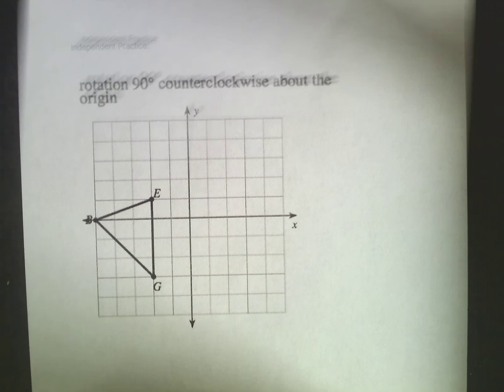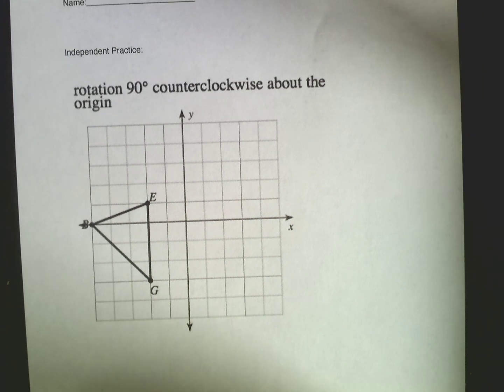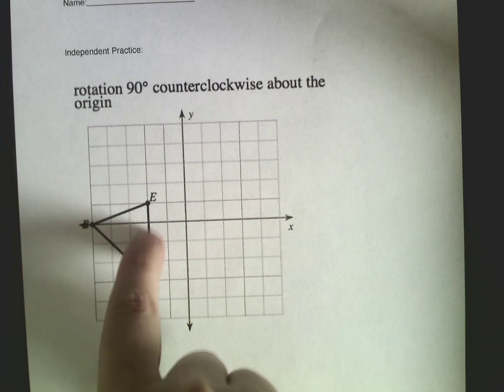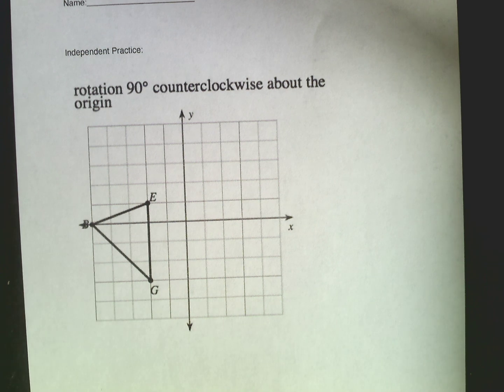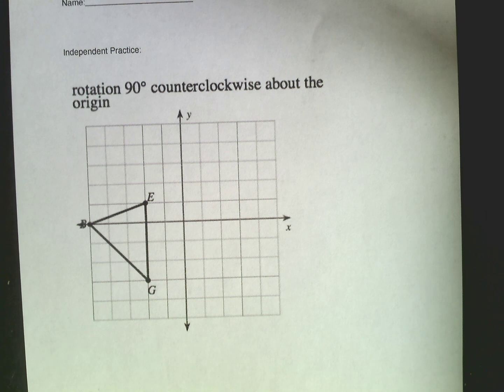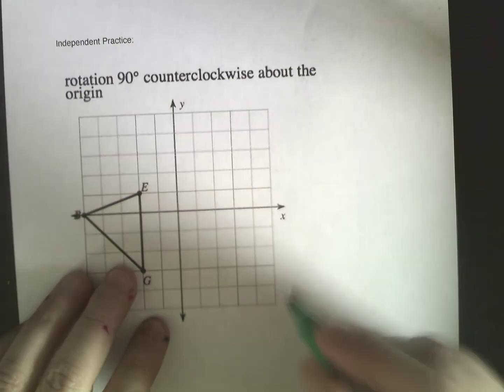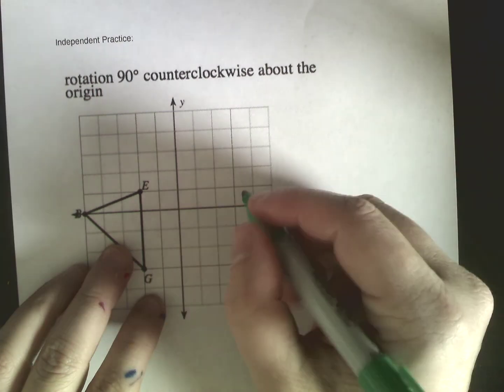Okay, so rotation of 90 degrees counterclockwise about the origin of this triangle. We're going to rotate it 90 degrees, and what does it look like? Well, first thing I have to know is the coordinates of this shape, because I need those numbers before I do anything else.